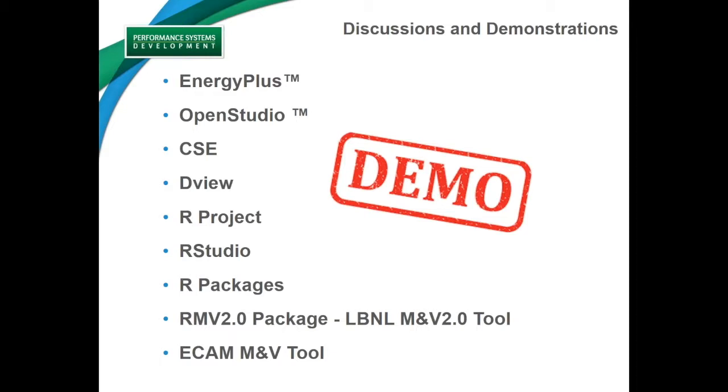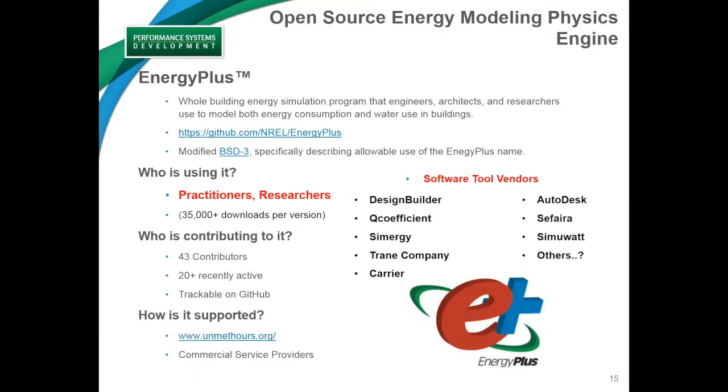Business cases essentially come down to three words: better, cheaper, faster. If you can leverage open source software to do all three of those, give it a hard look. It really might be a good fit. So let's begin with our first tool, which is called EnergyPlus.